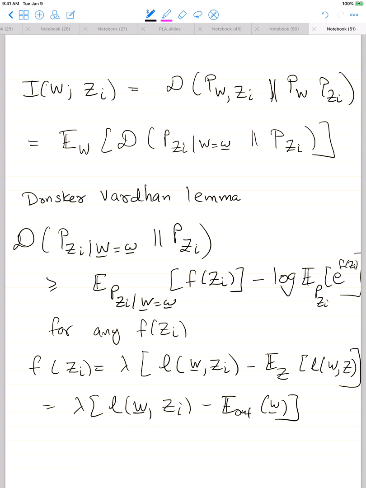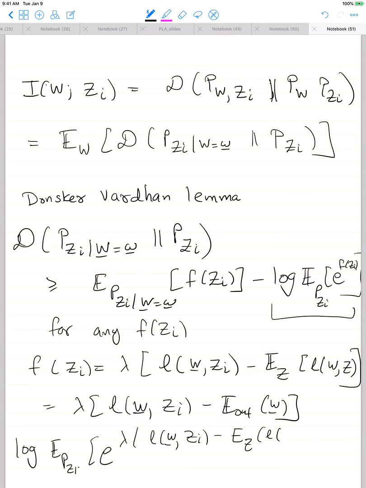Okay, so we have this. Now we do know that if you look at this quantity, log E P Zi e to the lambda L of W Zi minus E Z L of W Z, we know this is less than e to the lambda square sigma square by 2 by the sub-Gaussianity assumption.